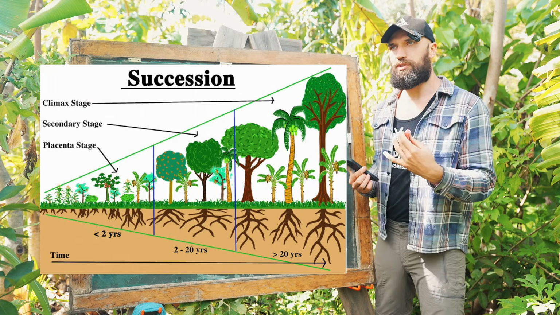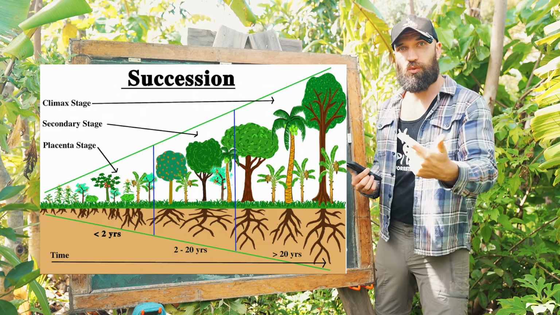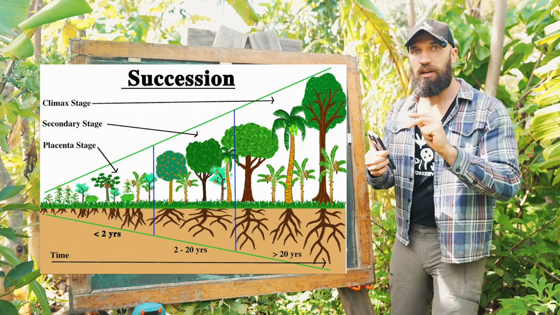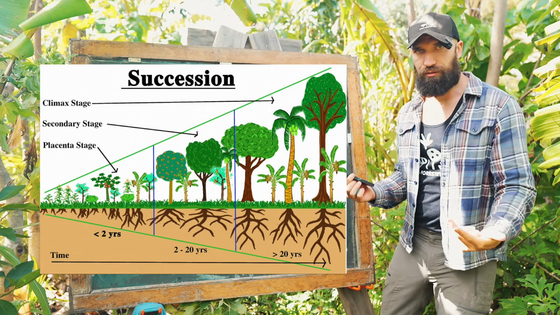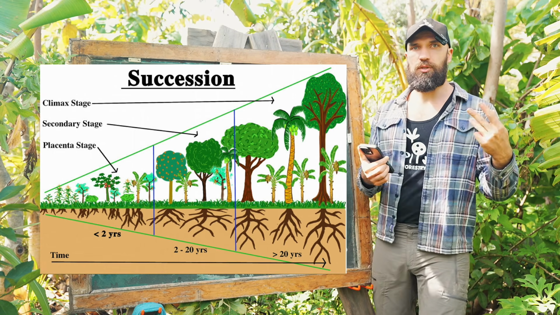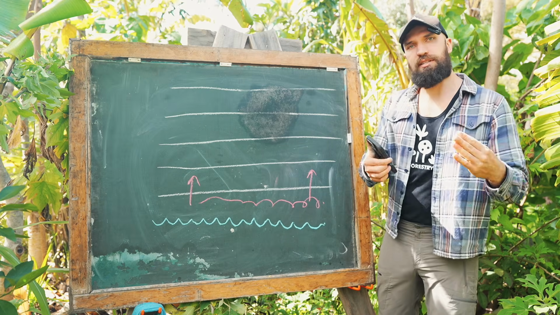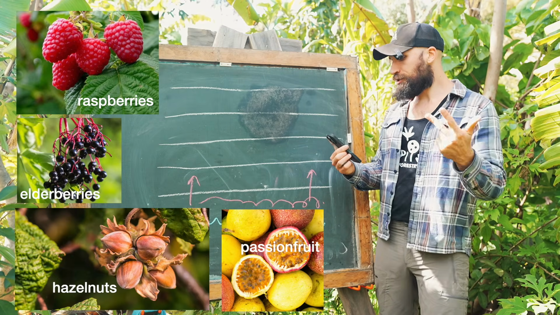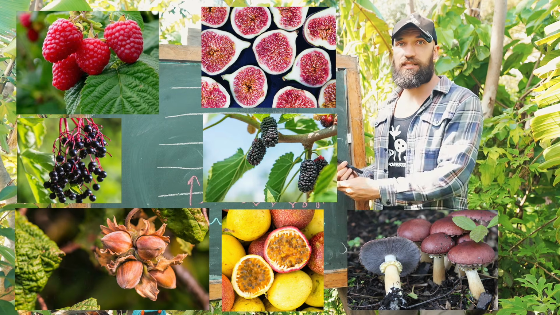The initial focus was to really incorporate more short life cycle species, faster producing ones, and long life cycle species, nuts, timber, because we had the medium succession, right, the fruiting species covered. Citrus, plums, apples, pears, peaches, fantastic. And so the focus was, what earlier succession crops can I include? Like raspberries, elderberries, hazelnuts, passion fruit, mulberry, figs, mushrooms, and all of those have been really successful.